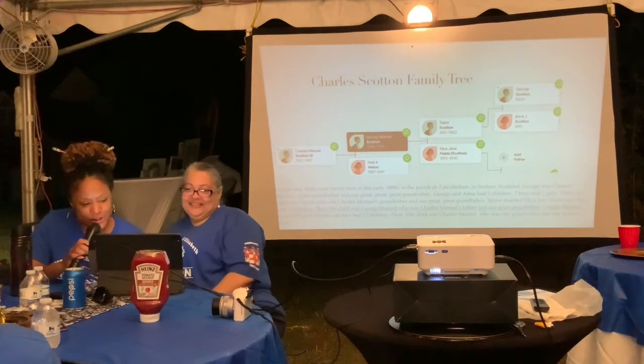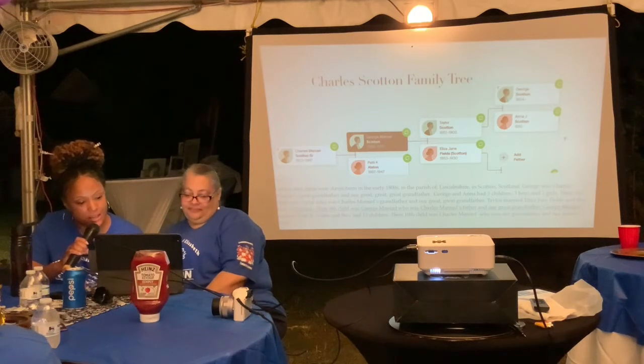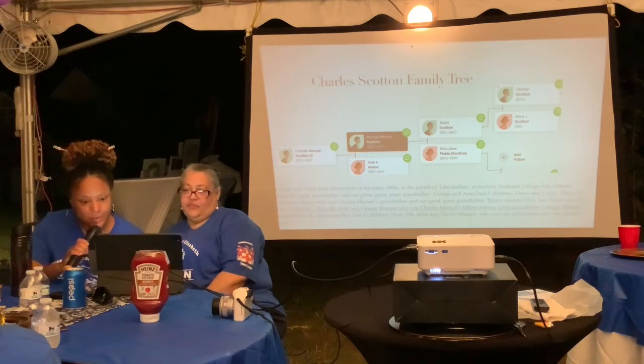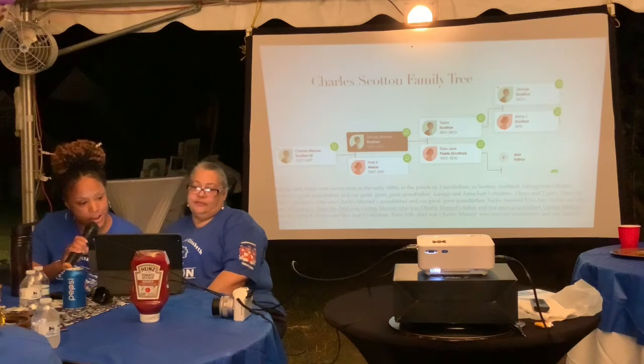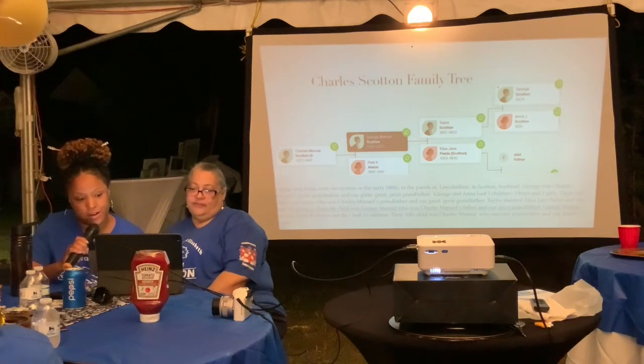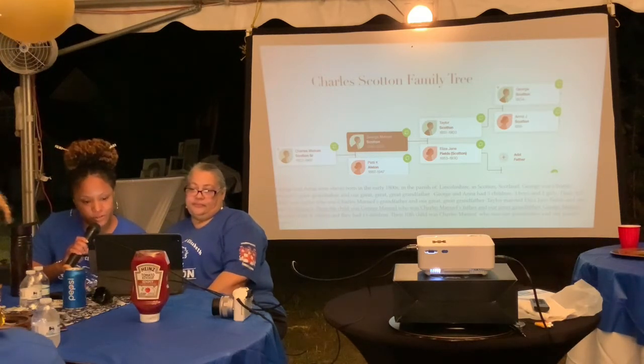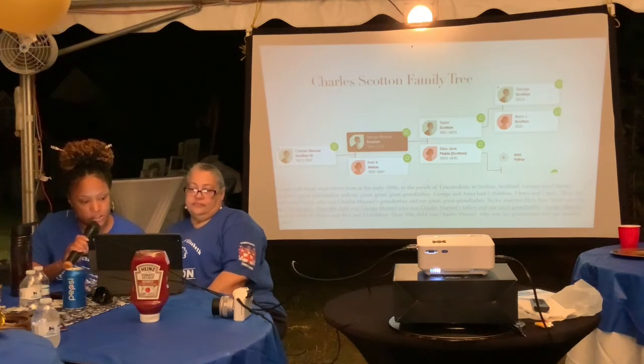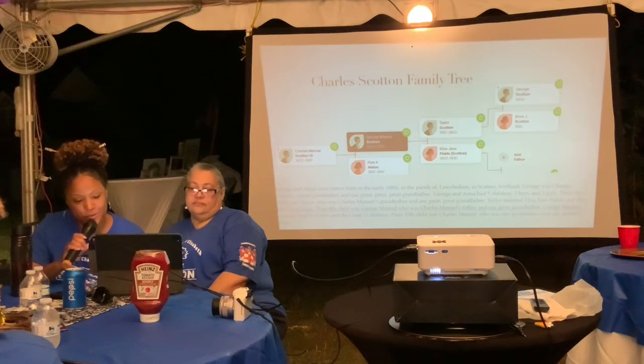Okay. So George and Anna were slaves born in the early 1800s in the parish of Lincolnshire in Scotland. George was Charles Manuel's great-grandfather and our great-great-grandfather. George and Anna had 5 children, 3 boys and 2 girls. Their third child was Taylor, who was Charles Manuel's grandfather and our great-great-grandfather. Taylor married Eliza Jane Fields, and they had 10 children. Their 8th child was George Manuel, who was Charles Manuel's father and our great-grandfather.